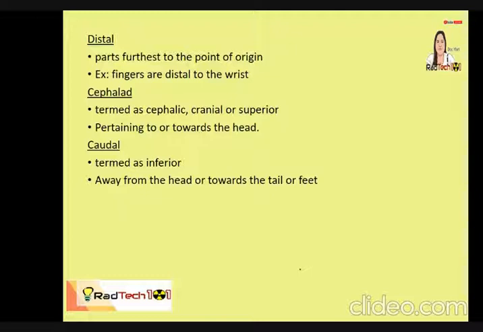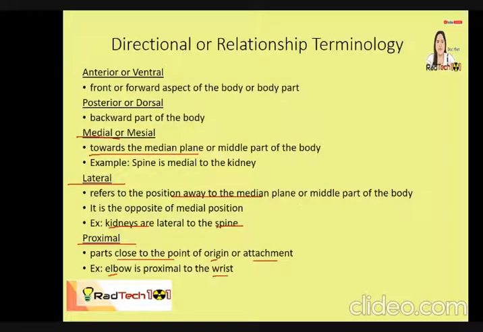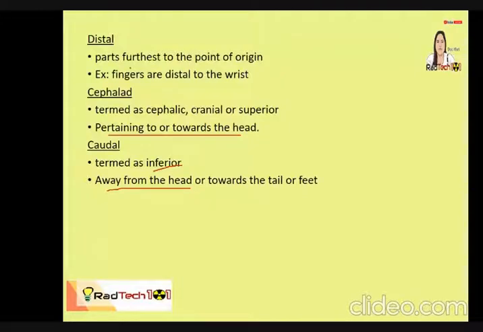So, cephalad, meaning towards the head or towards the cranium or the skull or towards the cephalic part or superior part. The opposite is caudal, towards the inferior portion, or away from the head. So we have again ventral and dorsal. They are opposite each other, or anterior and posterior. Medial and lateral are also opposite. Medial is towards the midline, lateral is away from the midline. Proximal is close to the point of origin. The opposite of that is distal, furthest to the point of origin. Next, cephalad and caudal are opposite each other. Cephalad towards the head, caudal towards the tail or feet.